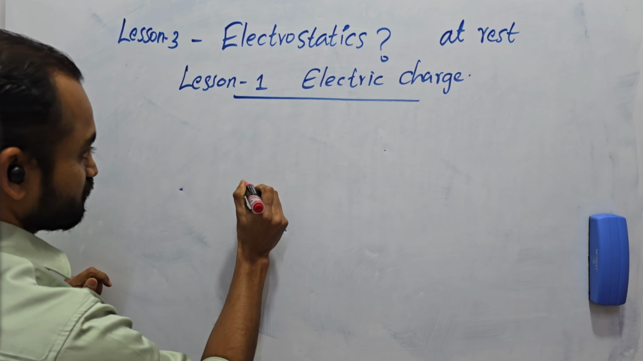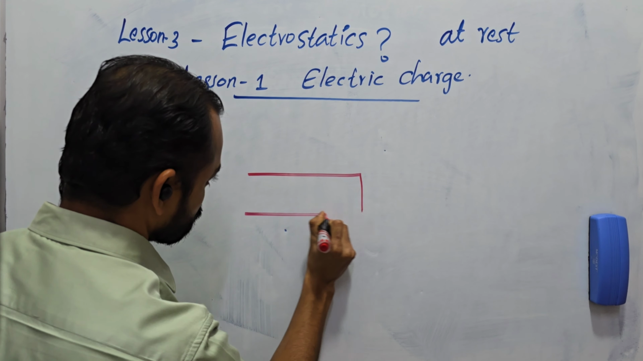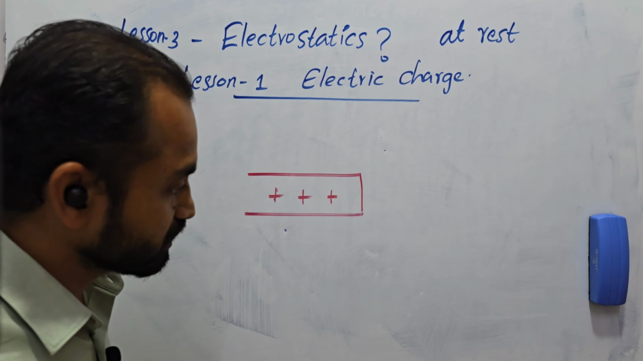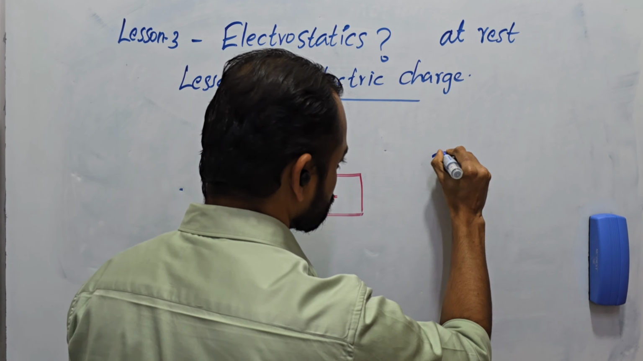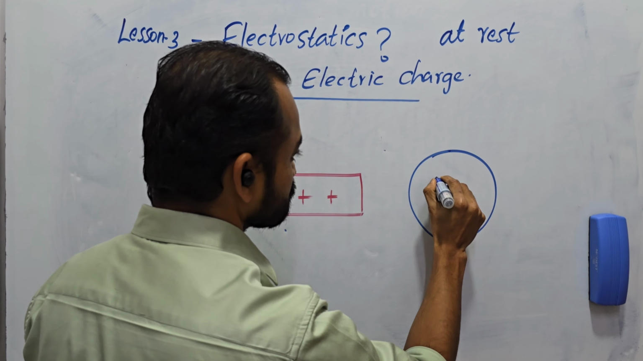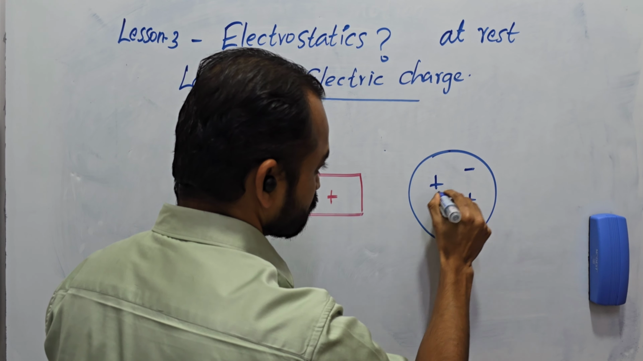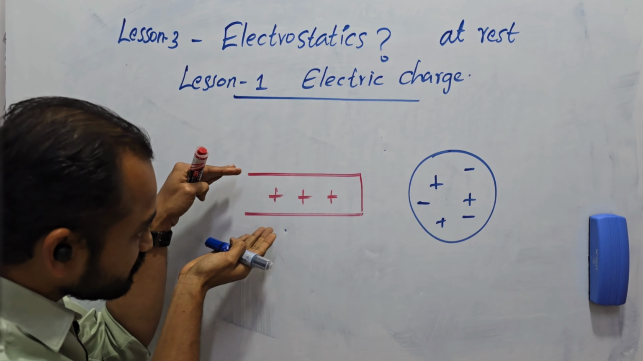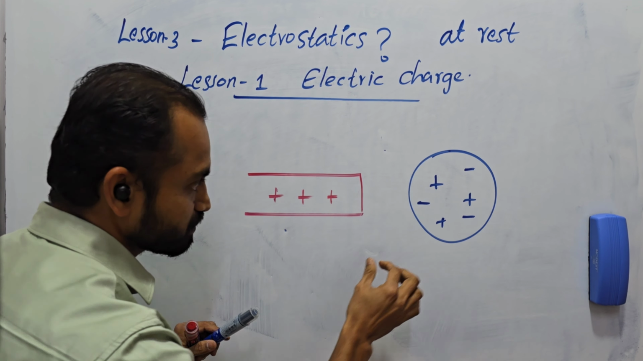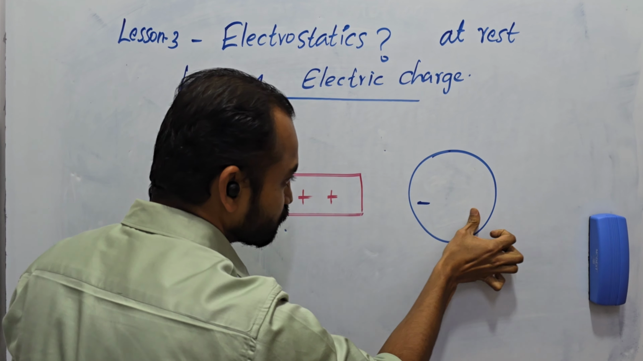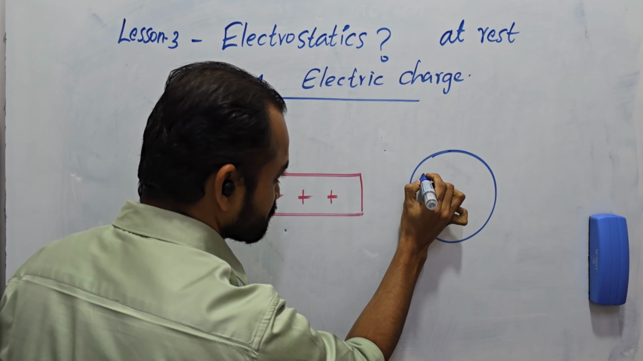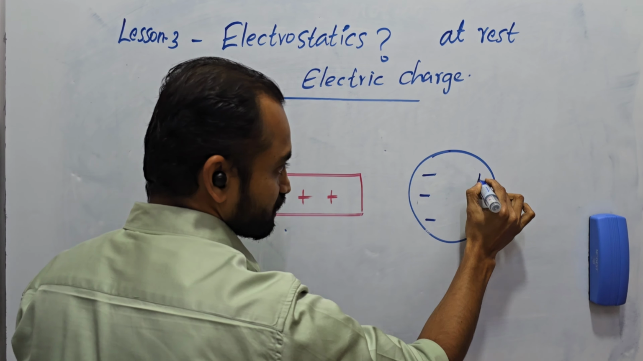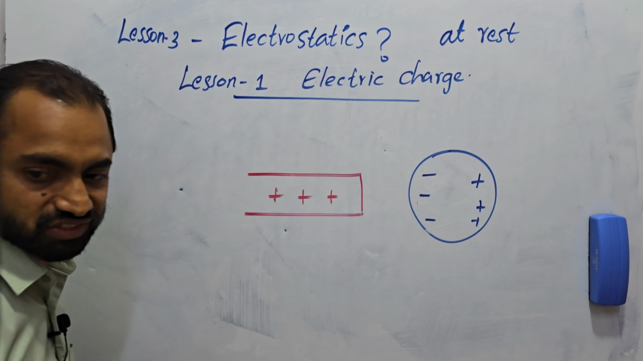Why? For example, this is a positively charged rod, and here we have a neutral object. In a neutral object, there will be positive charges and negative charges also, right? If you bring this positively charged rod near this object, all these negative charges will move to this side, because negative charges are attracted to this side. So this side will have more negative charge and this side will have more positive charge.